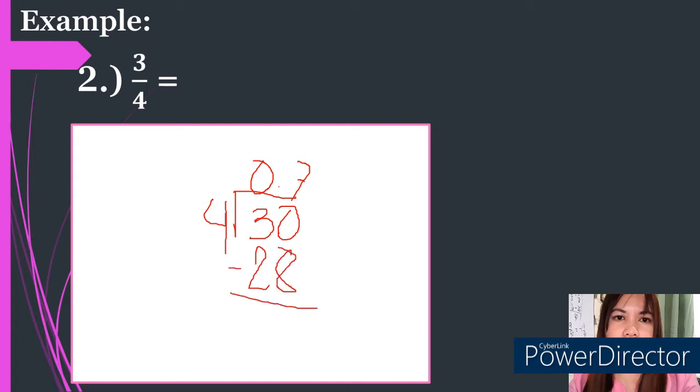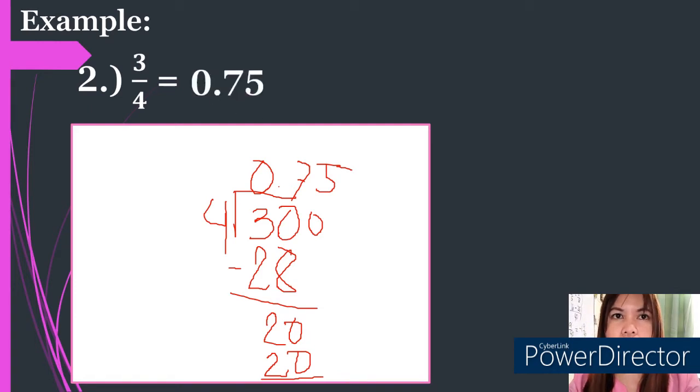Subtract. Okay, so we have 2. Add 0. So it becomes 20. So 20 divided by 4 is 5. Okay. Then 5 times 4 is 20. Okay. So the answer is, 3/4, if we change to decimal, it becomes 0.75.